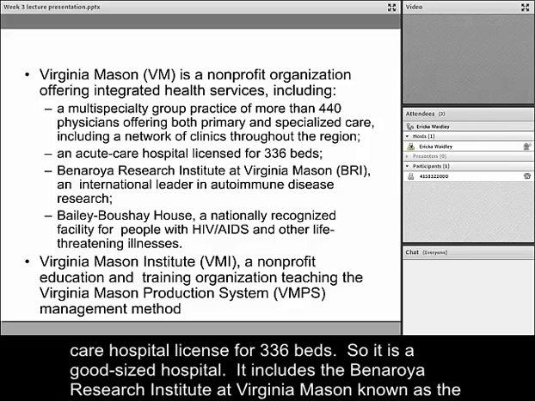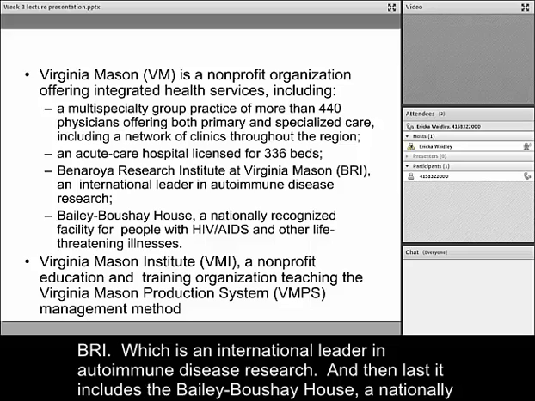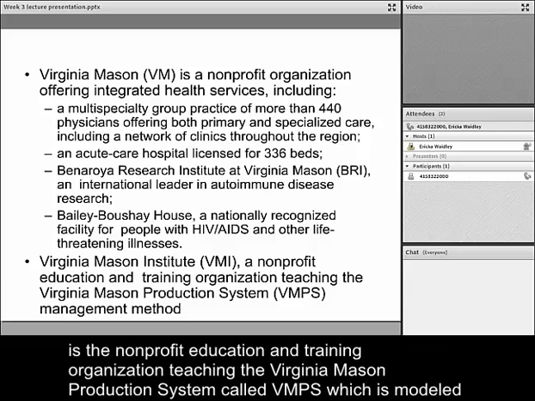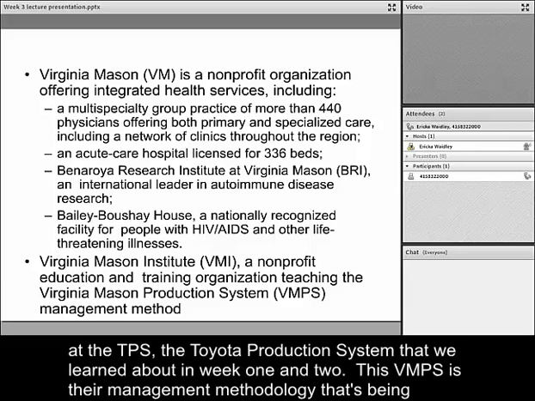It includes the Benaroya Research Institute at Virginia Mason, known as the BRI, which is an international leader in autoimmune disease research. And then last, it includes the Bailey Boucher House, a nationally recognized facility for people with HIV/AIDS and other life-threatening illnesses. In addition, Virginia Mason Institute is also the nonprofit education and training organization teaching the Virginia Mason Production System, called VMPS, which is modeled after the TPS, the Toyota Production System that we learned about in weeks 1 and 2.